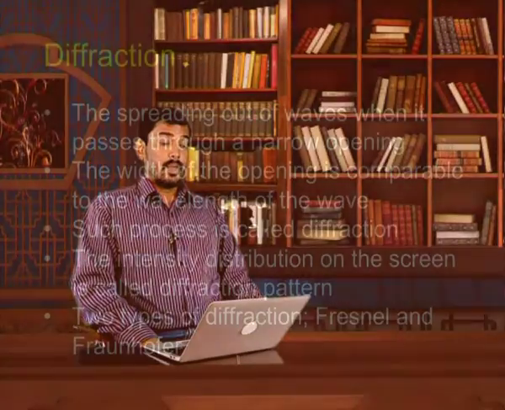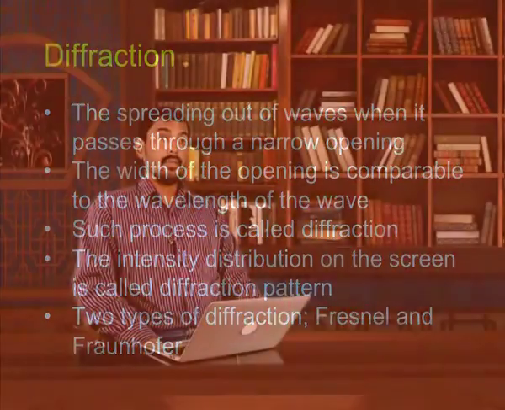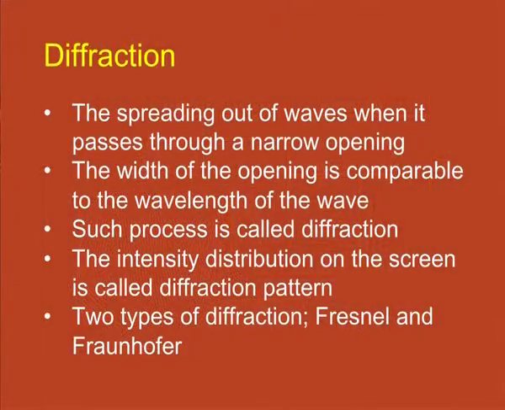Diffraction is the spreading out of waves when they pass through a narrow opening, where the width of the opening is comparable to the wavelength of the wave. If these two conditions are satisfied, then we can observe a diffraction pattern, or the process is called diffraction. Now, the intensity distribution on the screen is called diffraction pattern.